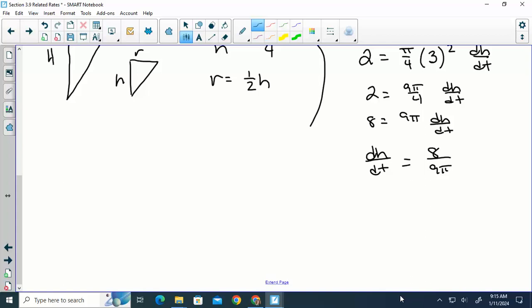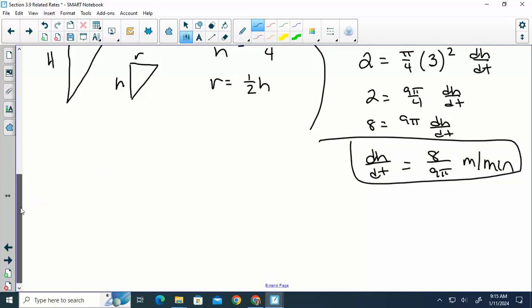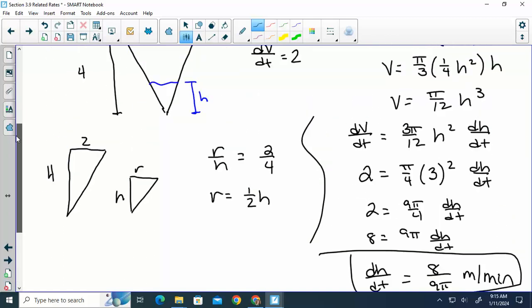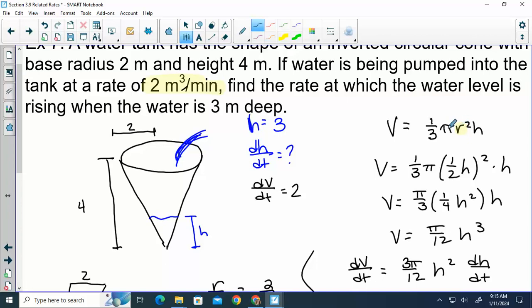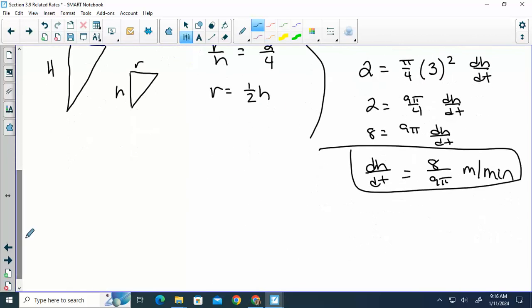Units. The height is measured in meters, per time in this problem was minutes. So the whole reason we had to do this extra work before the derivative was we had a radius, but I did not give you a dr/dt. So we had to get rid of the radius before doing the derivative. That one was definitely a little more challenging. Questions there?